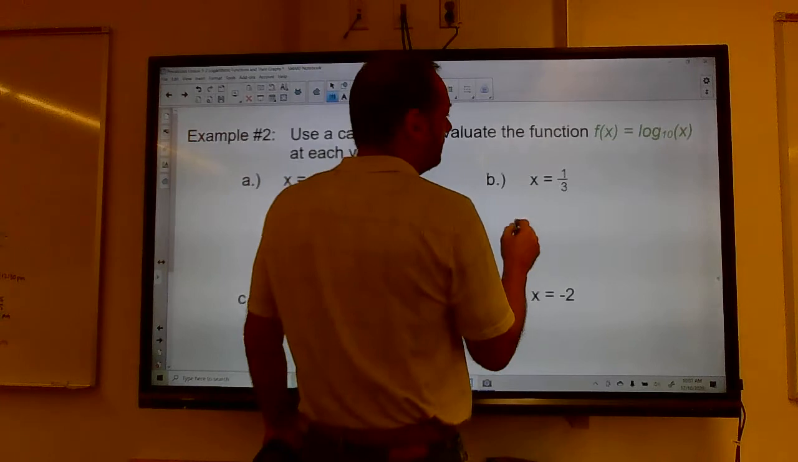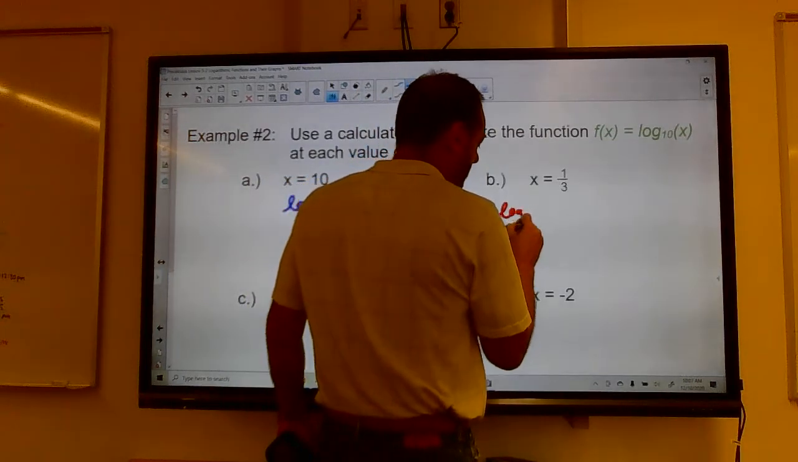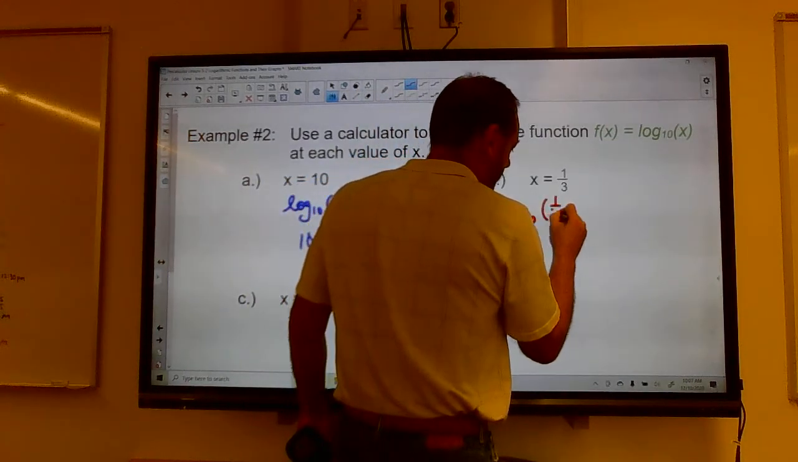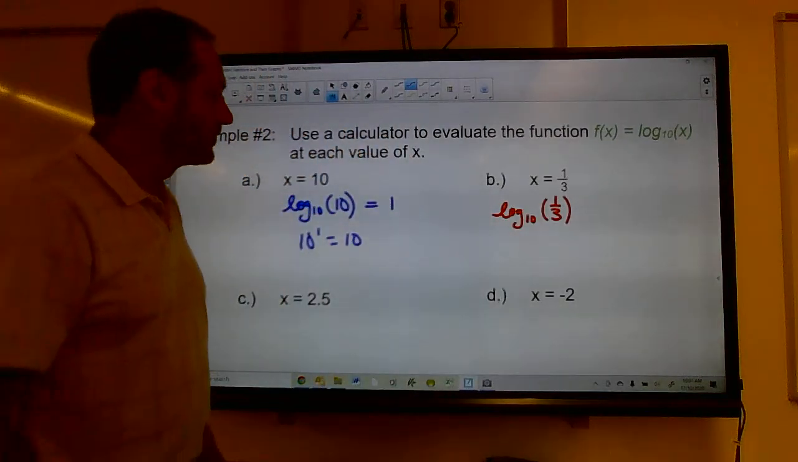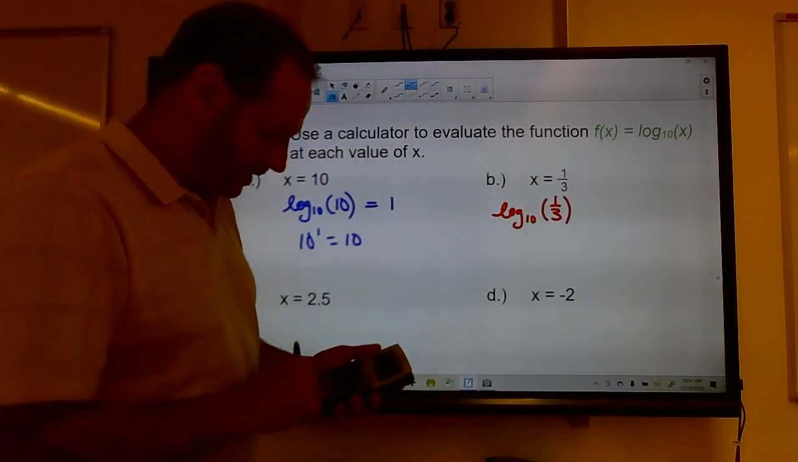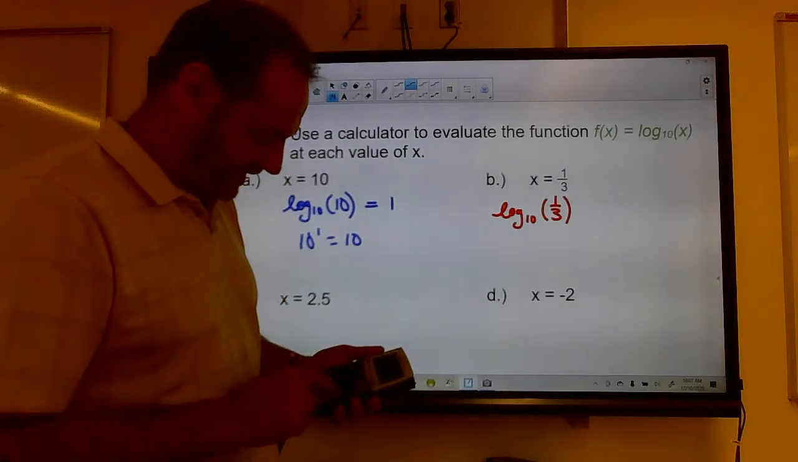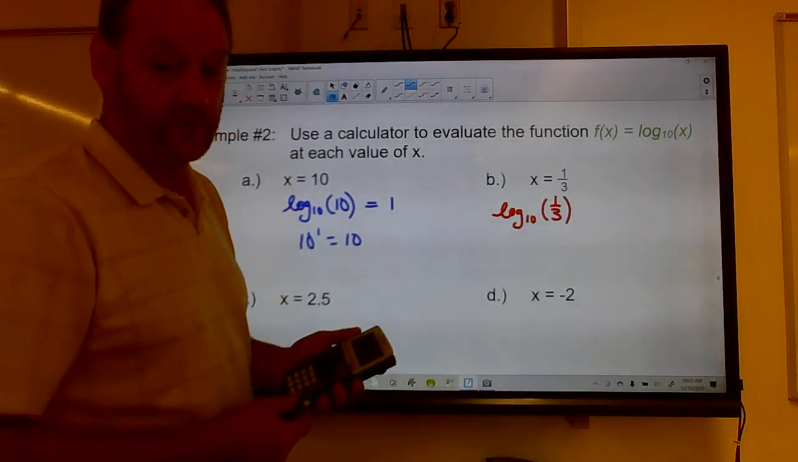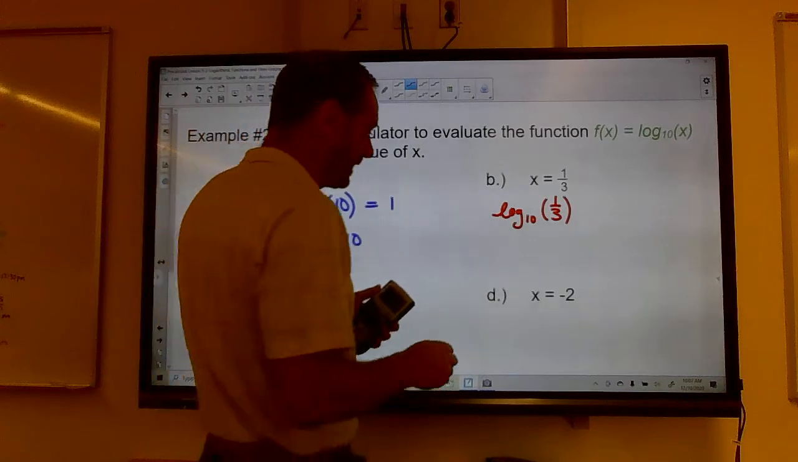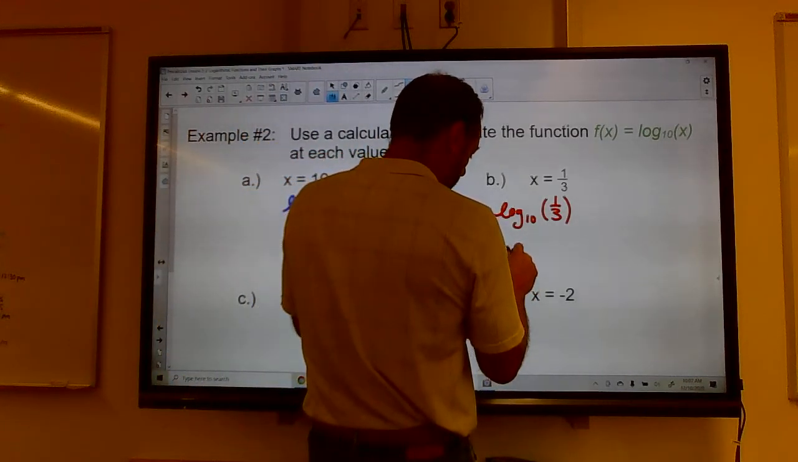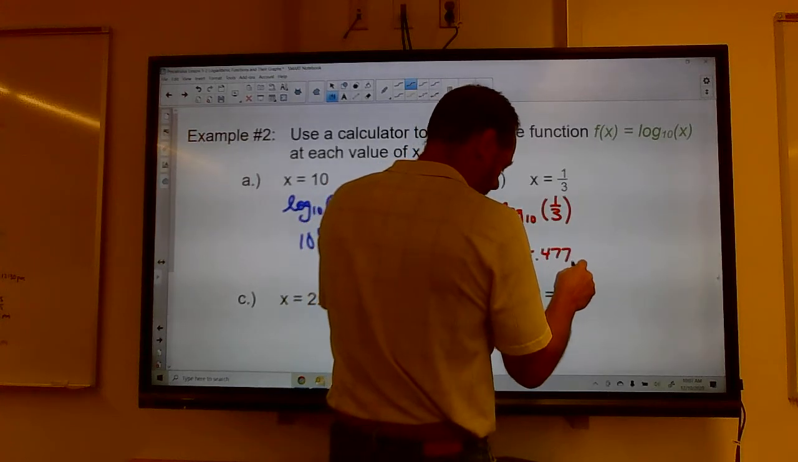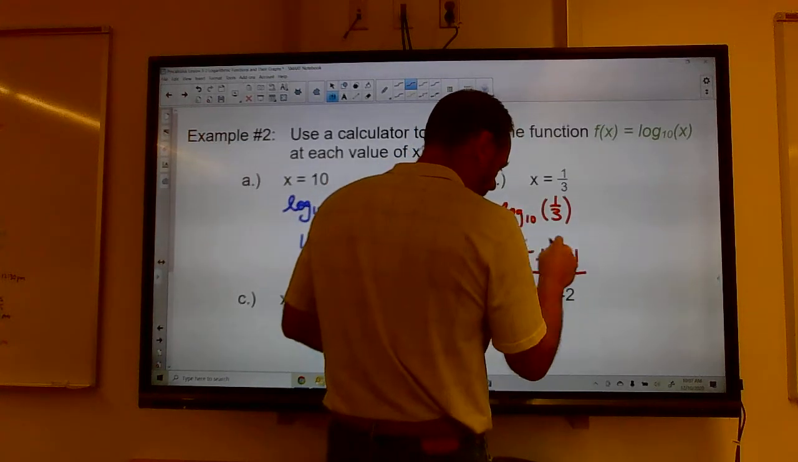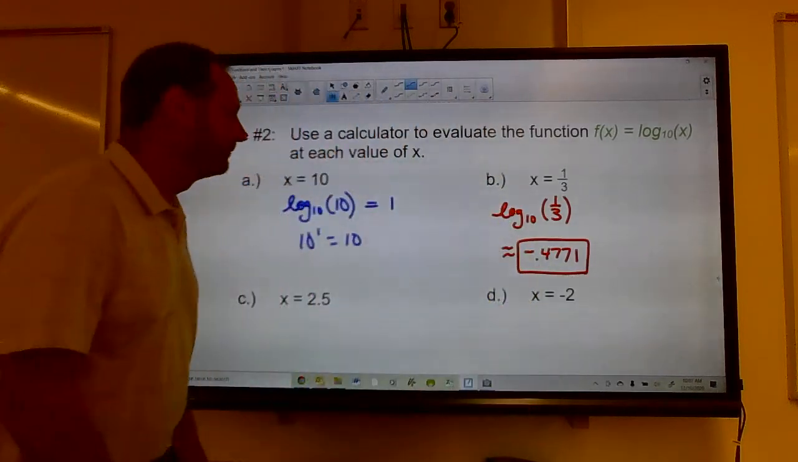Okay, over here, we want the log base 10 of 1/3. Now, this is not one you're going to do in your head. Okay, so I'm going to hit my log key. I'm going to put 1 divided by 3 and then close the parentheses. And I get approximately equal to negative 0.4771. 4 digits is far enough to go.